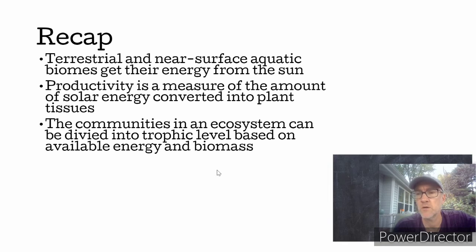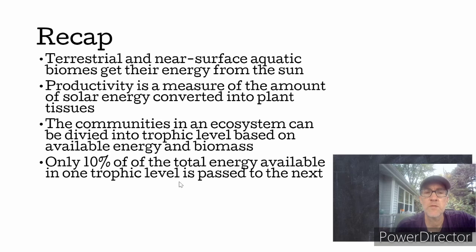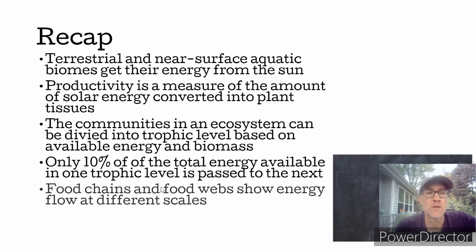So you looked at your iNaturalist study site, and you mainly looked at producers, right? Plants, and then you started to look mainly at insects as your second group, and those were primary consumers. Only 10% of the energy moves up each trophic level, and that's because of the second law of thermodynamics. Food chains and webs show energy flow at different scales.